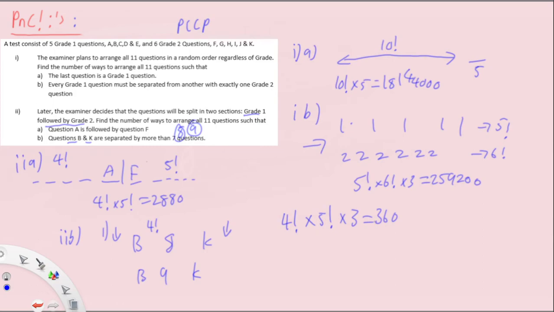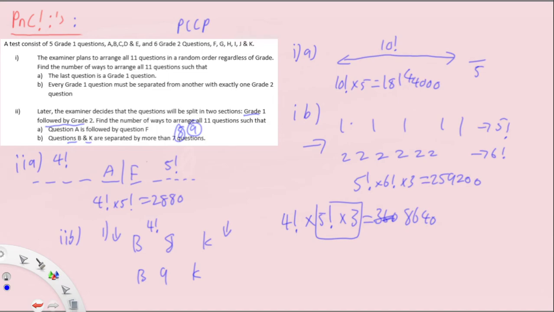Oh whoops, I think I messed it up a bit. It's not 360, that's way too low. It's 8640. It shouldn't be 360, because 360 times 4 factorial should be more than that. Silly me.